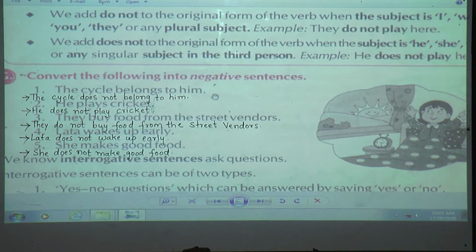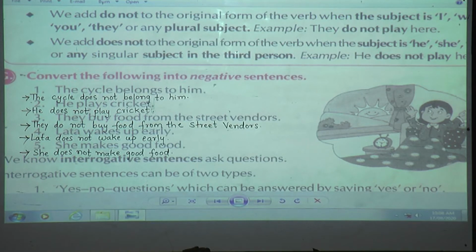Okay, this was all about how we are going to write negative statements in simple present tense. Okay, done. I hope that you have finished. Only the thing is that you have to add does not or do not. Done, students? You have to be very fast. Okay, so next is what?